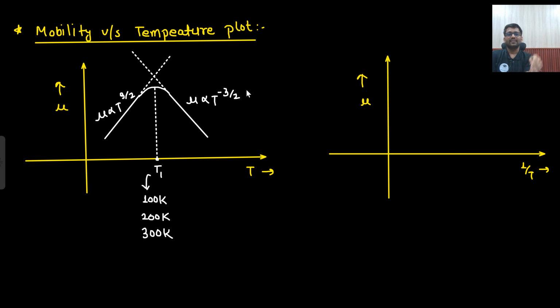As the temperature increases, the vibration will increase more. Electrons will collide more. That will increase the scattering, and since the scattering is being increased, mobility will decrease. That's it. This is the explanation. Within 1 minute, you will be able to revise it.